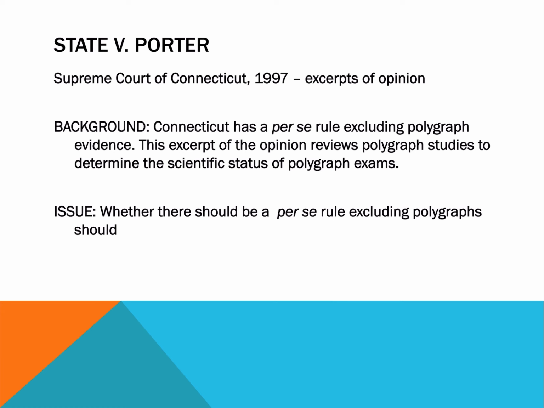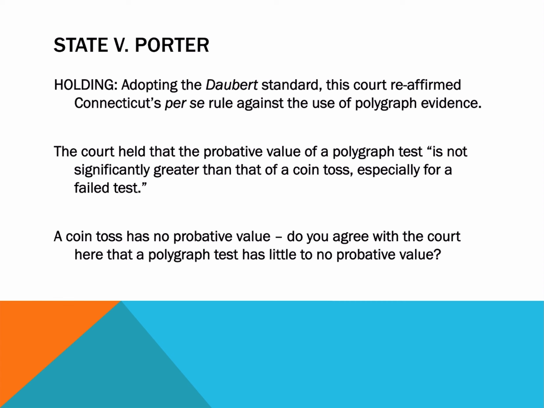As a holding, this court adopted the Daubert standard and reaffirmed Connecticut's per se rule against the use of polygraph evidence. The court held that the probative value of a polygraph test is not significantly greater than that of a coin toss, especially for a failed test. A coin toss arguably has no probative value, so do you agree with the court here that a polygraph test has little to no probative value?